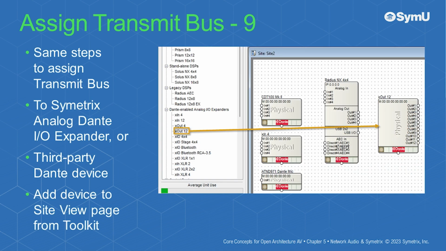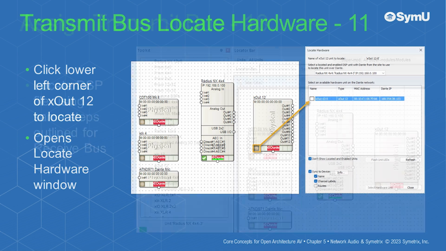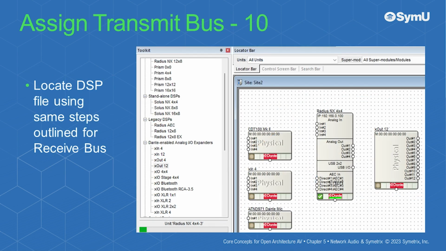The steps are the same to assign the transmit bus to either a Symetrix analog Dante I/O expander or supported third-party Dante device. Add the device to the Site View page from the toolkit. Then click the lower left corner of the X-Out12 to locate it. This opens the Locate Hardware window to locate the X-Out12 via the DSP. Locate the DSP in the file using the same steps outlined in the Receive Bus section of this chapter.